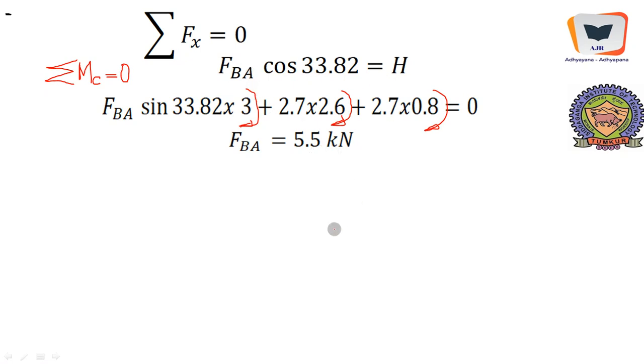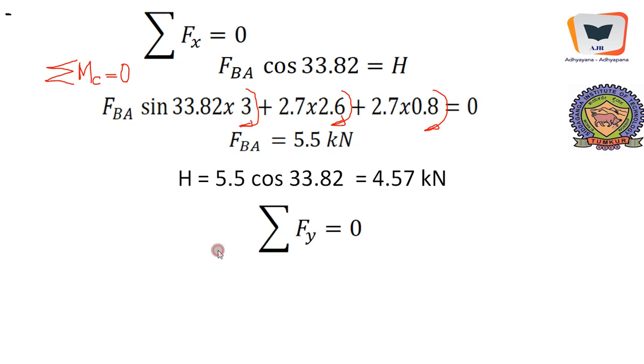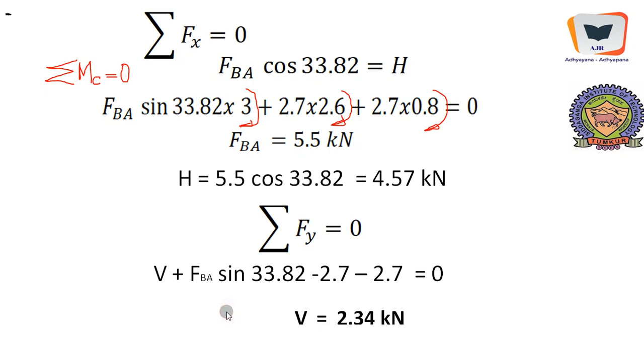So with the known FBA, it is possible for us to calculate the horizontal reaction, and we'll continue further. H, the horizontal reaction at the pin, happens to be 4.57 kilonewton, and if we take sigma Fy equal to 0, V, the vertical reaction at the pin, plus FBA sin 33.82, the vertical component of the force acting in the bar, minus 2.7, the tensile force going down at the link, and minus 2.7, another link, equal to 0. Therefore what we get is V.